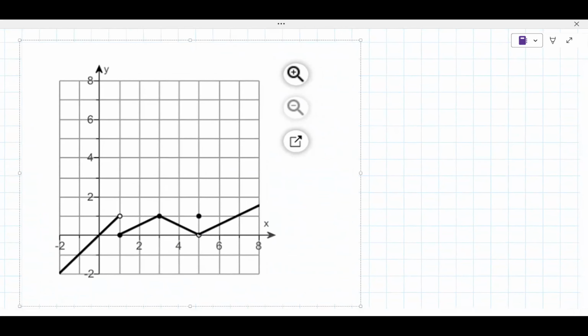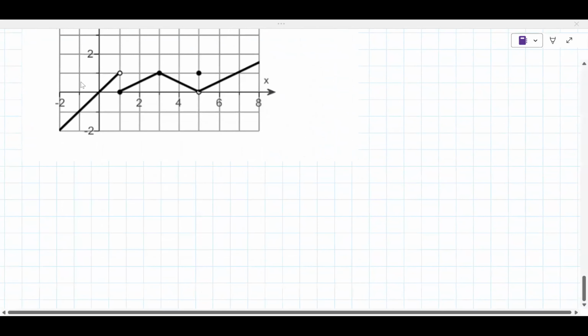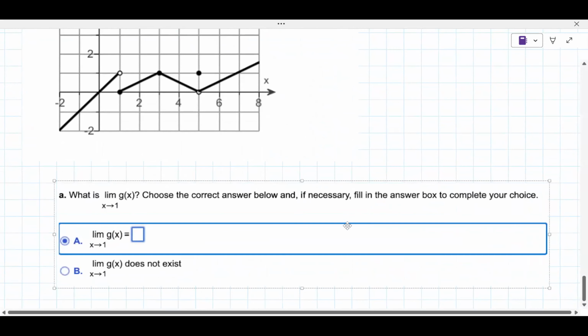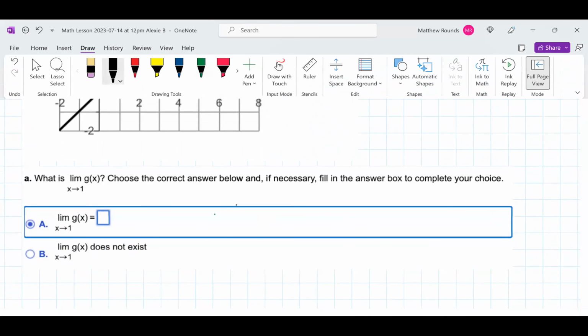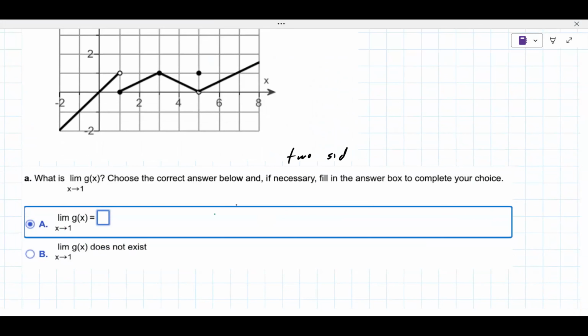So the first one is the limit as x approaches 1. Okay. To do a limit, when it says x approaches 1 or a number, it's called a two-sided limit. You have to check the limit as x approaches 1 from the left, and the limit as x approaches 1 from the right. When we say 1, we're referring to the x value.